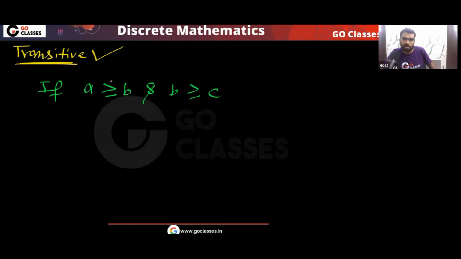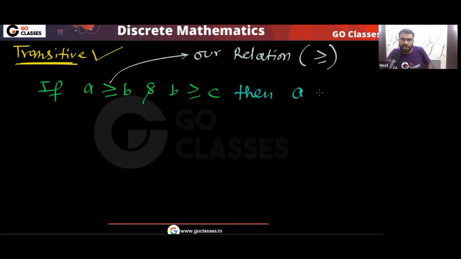Remember, this is our relation. Our relation is greater than or equal to. Is this clear? So you can see that this relation is transitive because if A is greater than or equal to B and B is greater than or equal to, say, C, then can we say A is greater than or equal to C? Yes, definitely. So that is the reason this is transitive also.